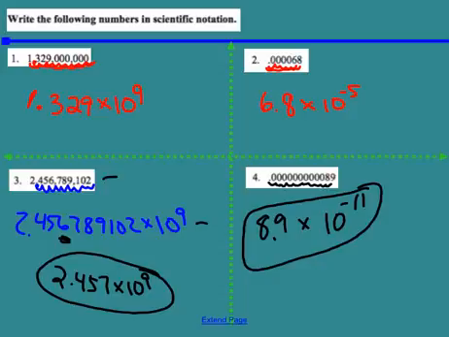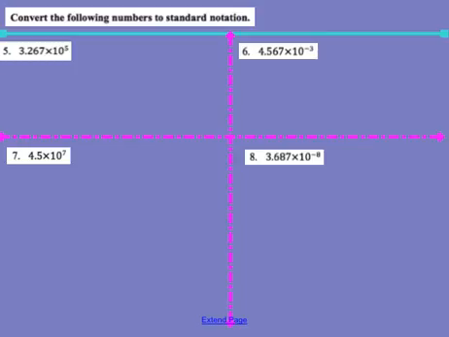Really small numbers are going to be negative. Just a rule of thumb. It's a lot easier to keep it straight. So now convert the following numbers to standard form.